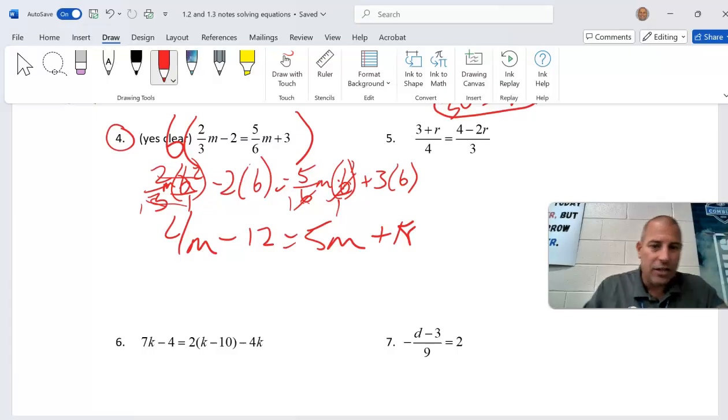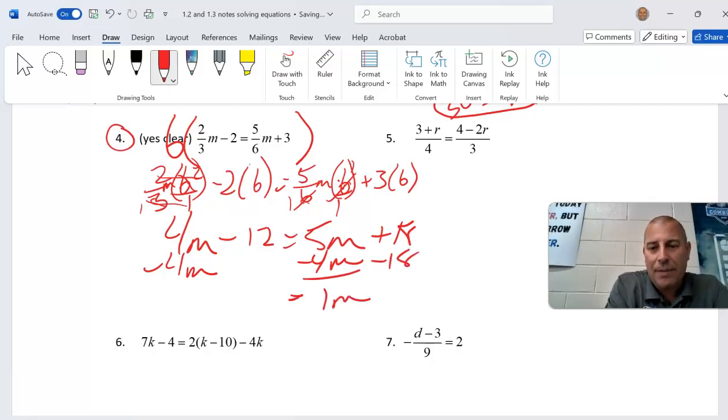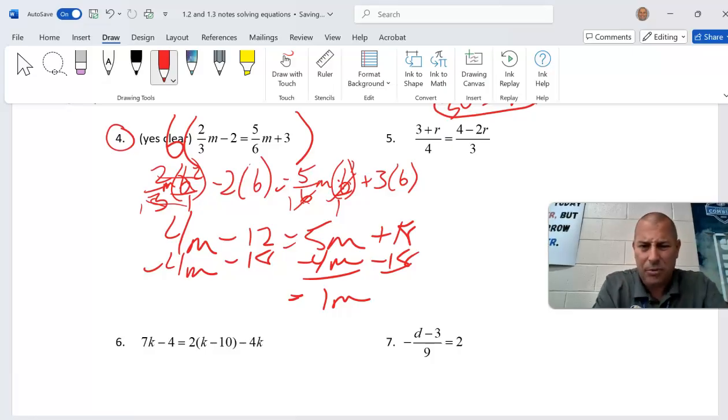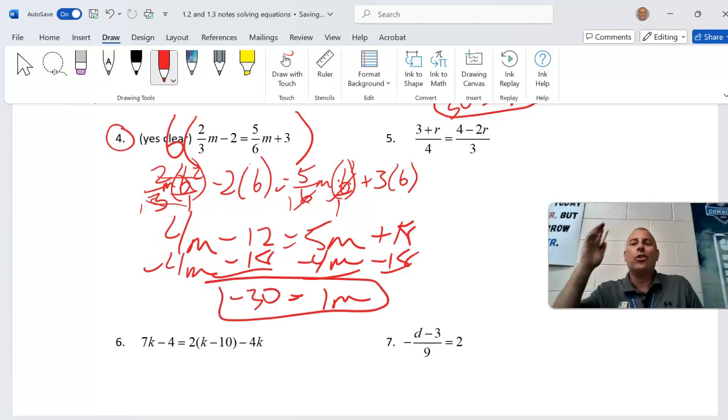Okay, letters to one side, numbers to the other. So I'm going to subtract the 4m over because that's just going to give me that 1m. And then I'm going to subtract my 18 over. Instead of rewriting, you can just simply double dip here. And look who's there. Same answer. So you just got to pick the technique.